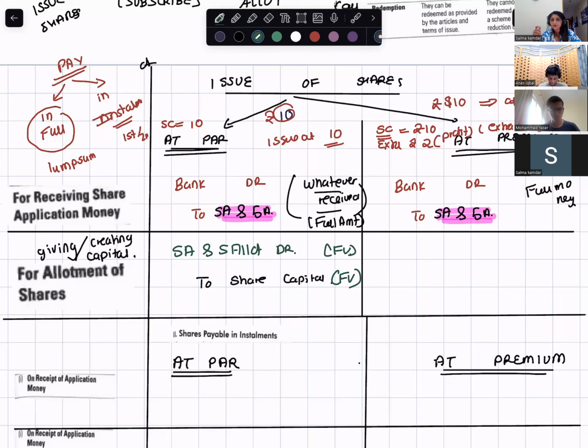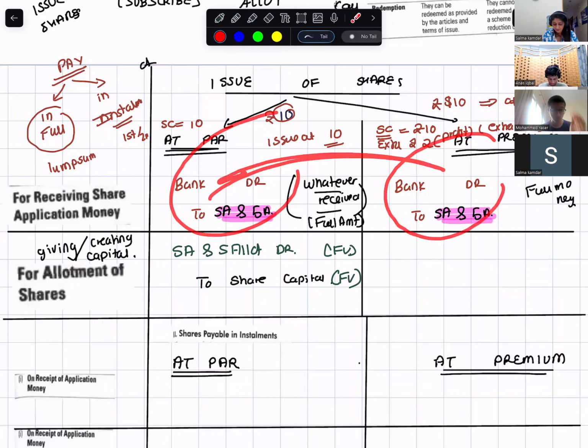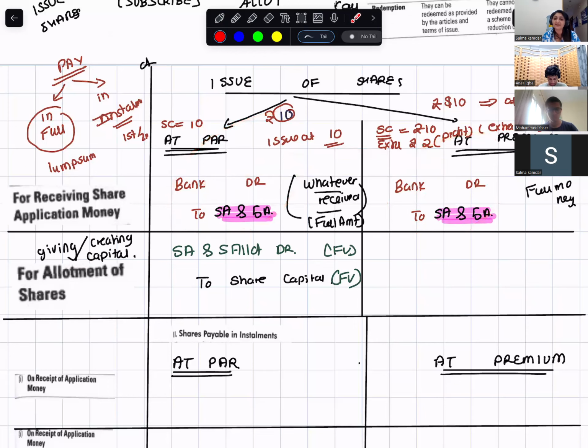Okay. You issue shares at par or you issue shares at premium, the journal entry for receiving application money would remain the same. Yes, ma'am. But when you're allotting the shares, you definitely have to cancel this account, right? Yes. Okay, here you are receiving 12. So you will say share application and share allotment debit because you have to cancel this 12.